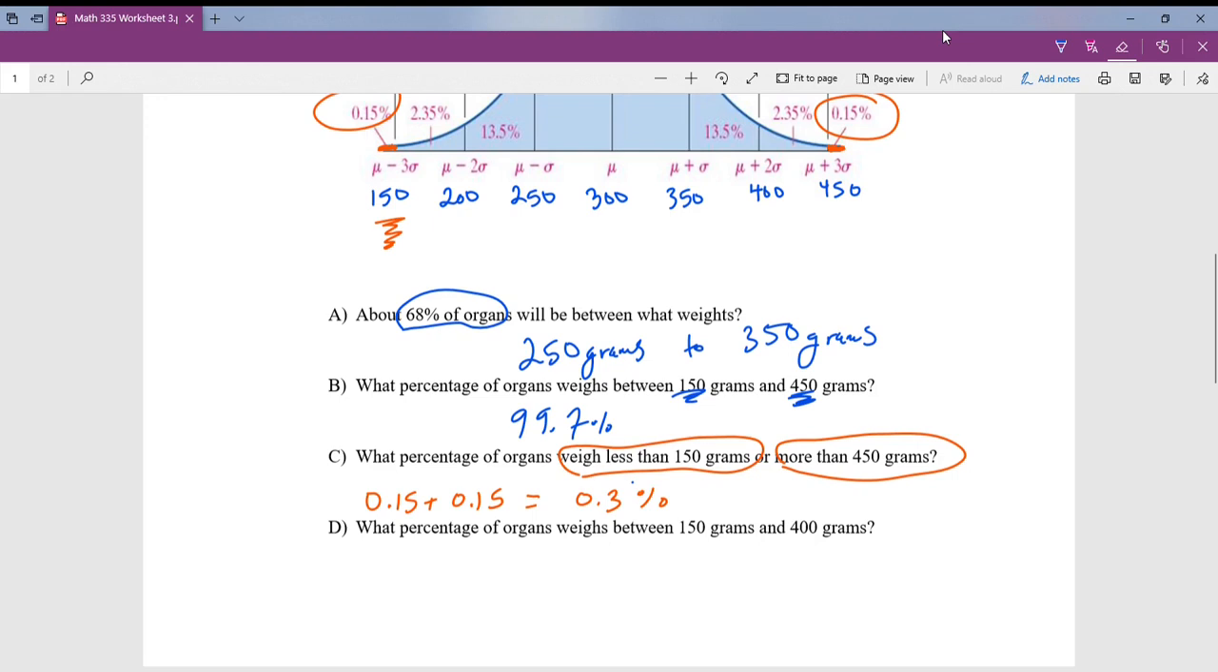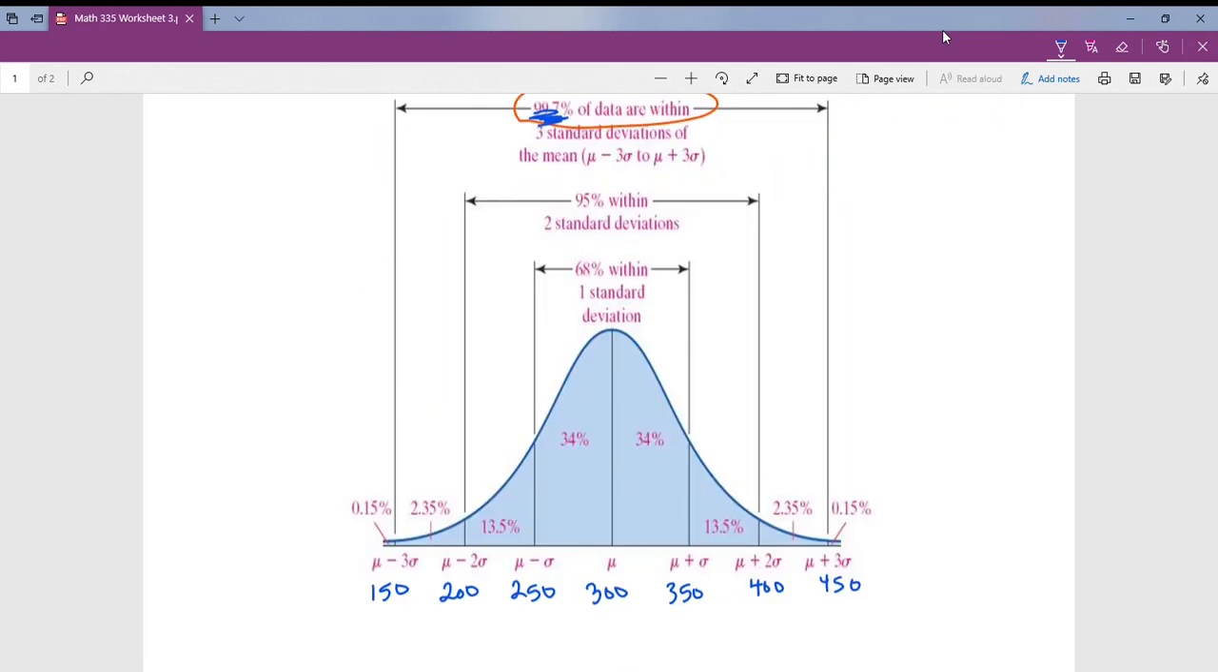Part D, what percent of organs weigh between 150 grams and 400 grams? Notice in the question they said between 150 grams and 400 grams. So we want to find the area between the two numbers. So we want to be between 150 and 400.